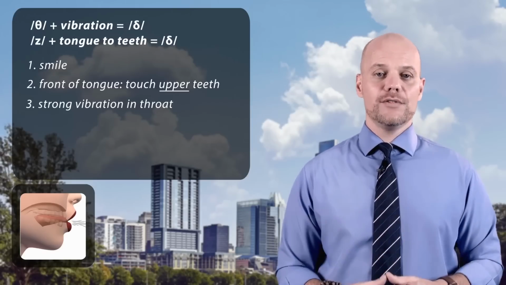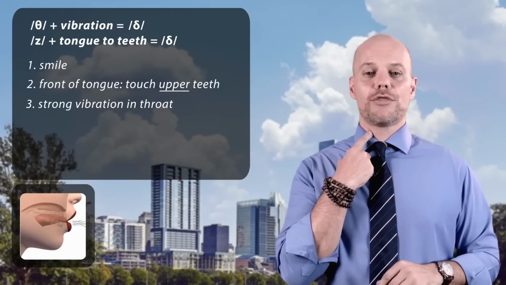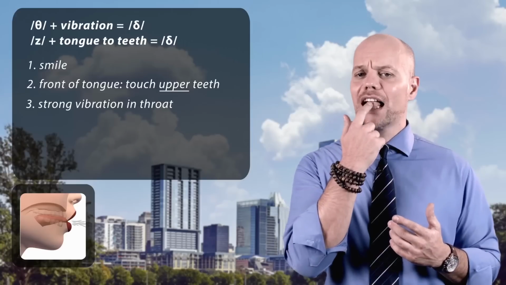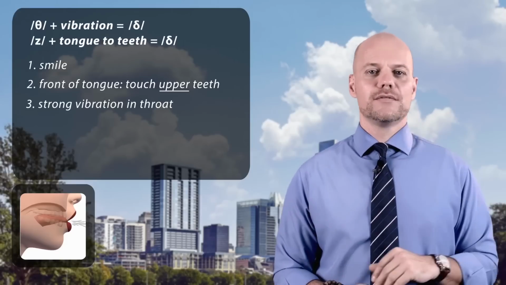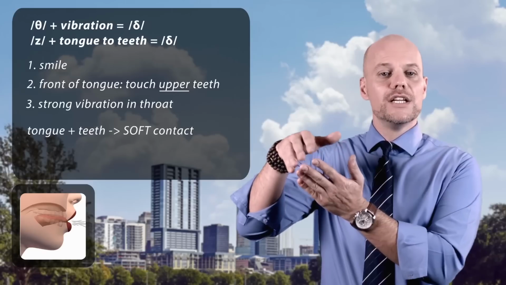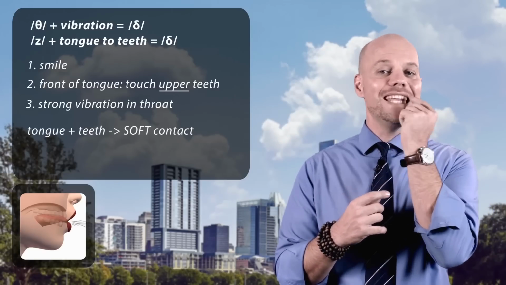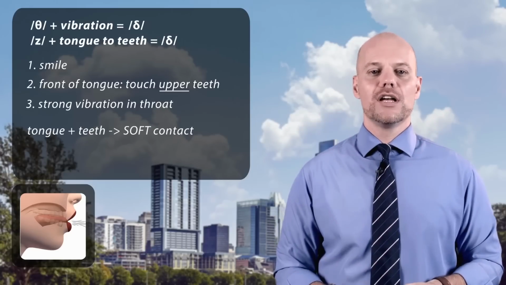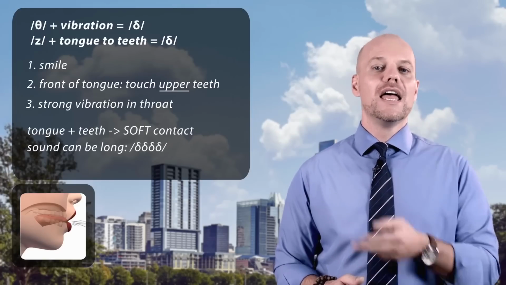The th sound is voiced, so there should be a strong vibration in your throat. And you can also feel a ticklish vibration in your tongue. Turn on your vocal cords. Because you're touching the tongue only softly to the teeth, the air can escape between your tongue and your teeth, as well as on the sides of your tongue. So you should be able to make the th sound long.